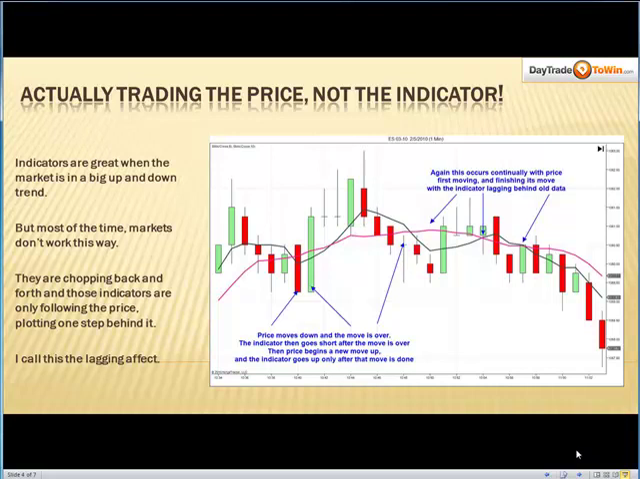I have here a page taken straight out of one of my courses, and really I'd like to demonstrate how indicators catch some moves when there's a great big up or down move, when it's just a long trend. But obviously we know that most of the time markets don't work this way. They actually chop back and forth. They trade in ranges, and then they break out and they go long for a little while, and then they consolidate again. They are chopping back and forth, and those indicators that we all follow and that we all love, moving averages, stochastics, whatever it may be, they are only following the price, but following the price one step behind it always. I always call this the lagging effect. I've been teaching this for some time now, and this is what I've referred to as the lagging effect.